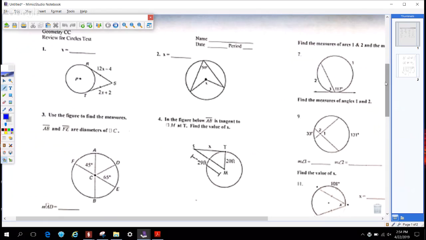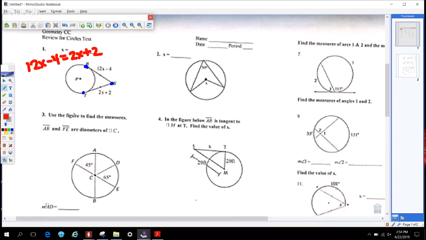All right, so let's look at number 1. What do you notice about number 1? What are the 2 lines coming outside? It would be secants if it went through the circle also. Tangents. And what do we know about 2 tangents that come from the same point? They're congruent or equal. Excellent. So for this problem, all you're going to do is do 12x minus 4 equals 2x plus 2, and then you would solve the problem.